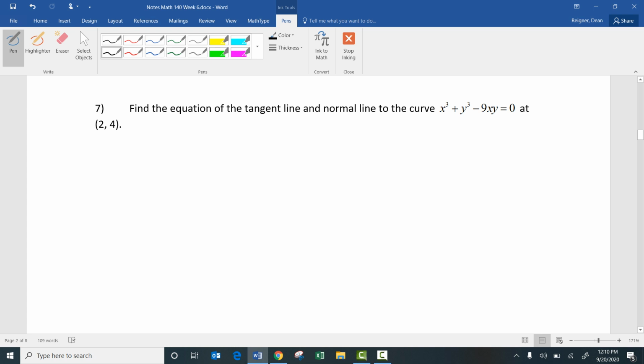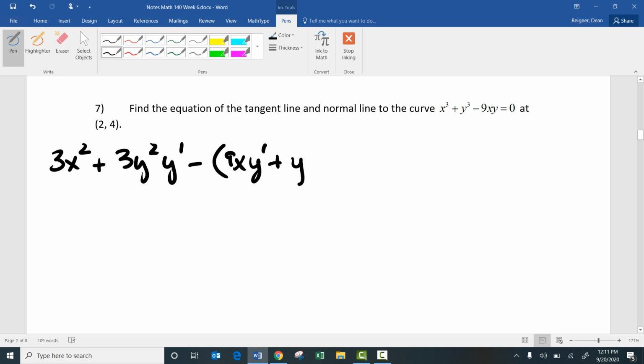So we're going to take the derivative of this. The derivative of x cubed is 3x squared. The derivative of y cubed, from up above, we learned, is 3y squared and then y prime, minus. Now for this one, this is the product rule. So the first guy is 9x times the derivative of the second guy, which is y prime. The derivative of y is y prime, plus second guy, which is y, times the derivative of 9x, which is 9. Right, close off the parenthesis, equals derivative of 0 is 0.